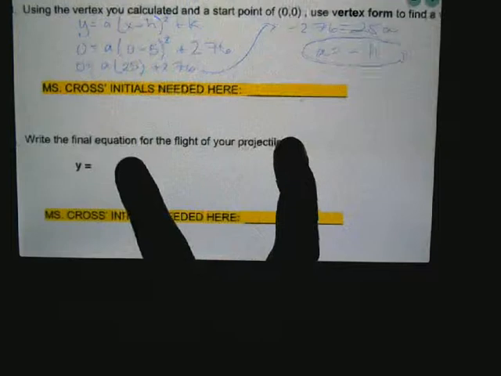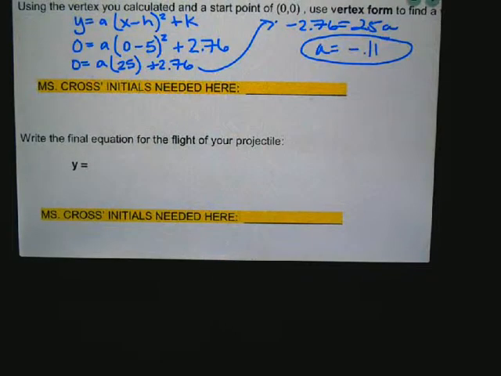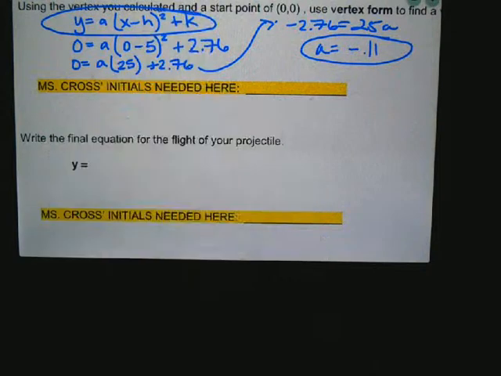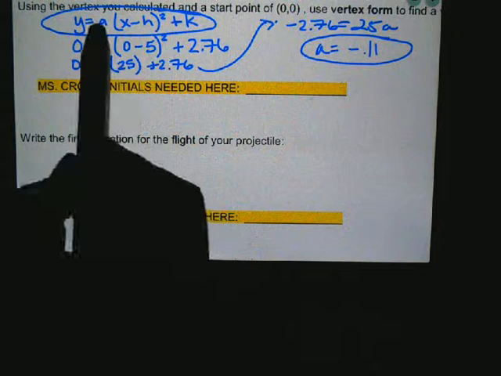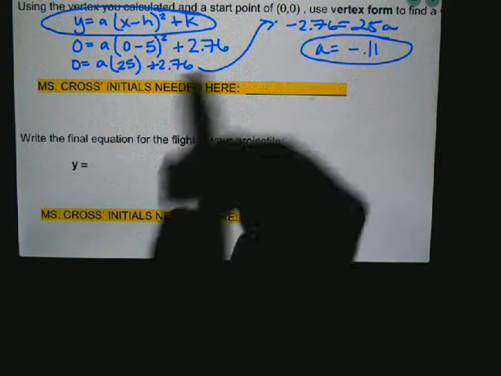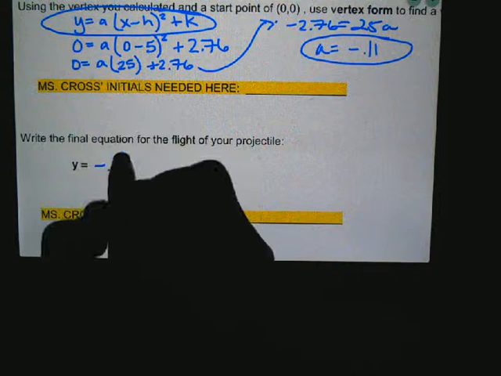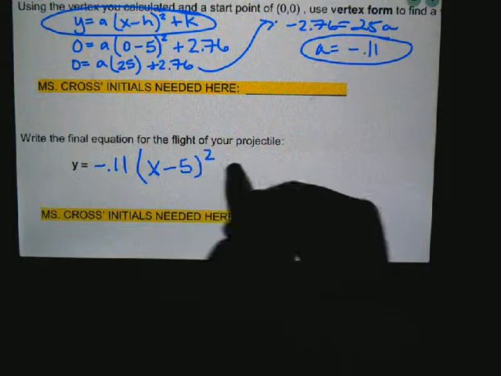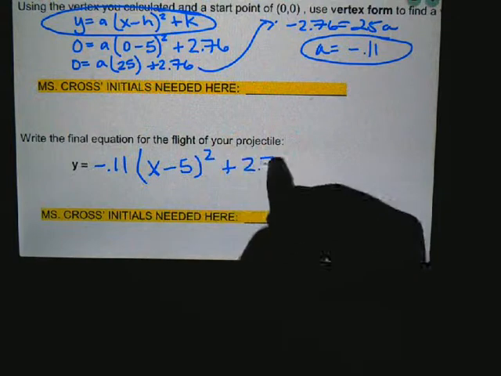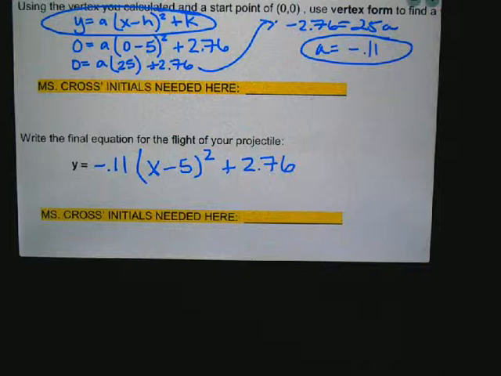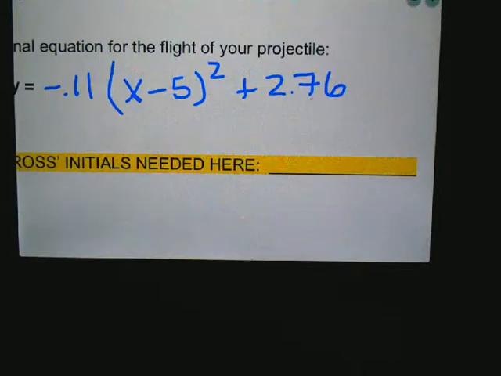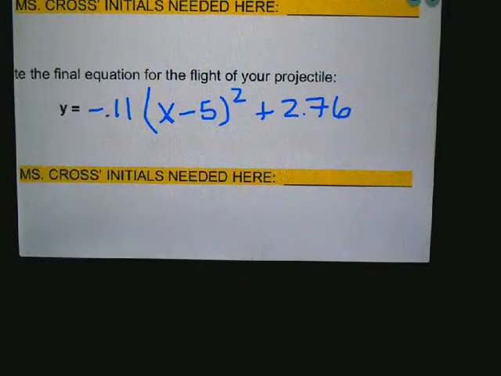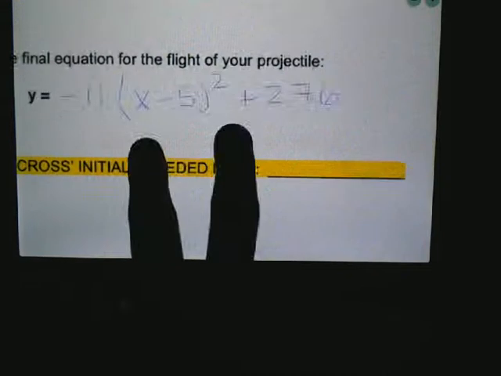Then we're supposed to use that to write in a final equation for the flight of my projectile. So I'm going to write this form here, but I'm going to plug in my value for A, my H, and K, because that's specific to this problem. So my equation is going to be negative 0.11, which is my A value, times x minus 5 squared, plus 2.76. Yeah, I think we're done there. That's my equation.